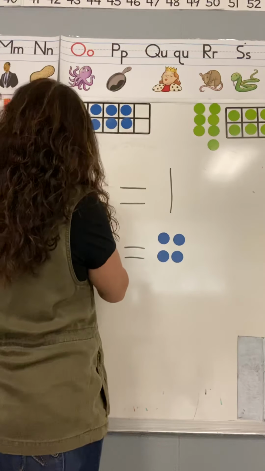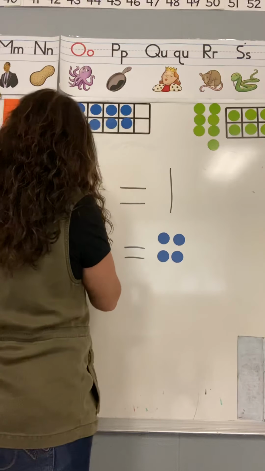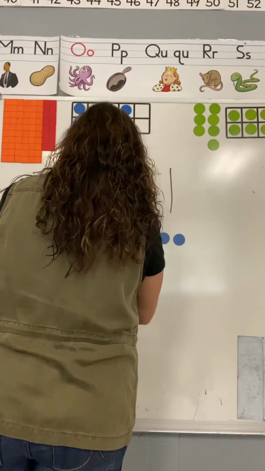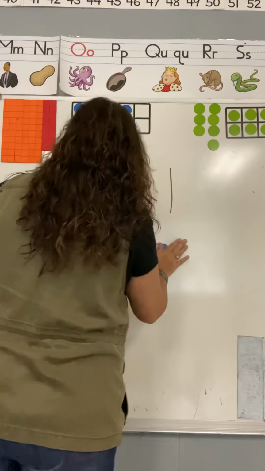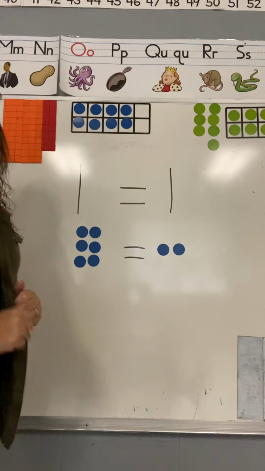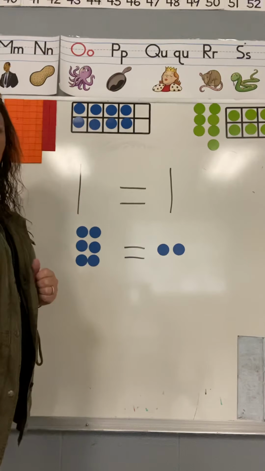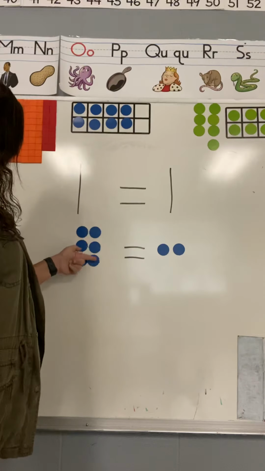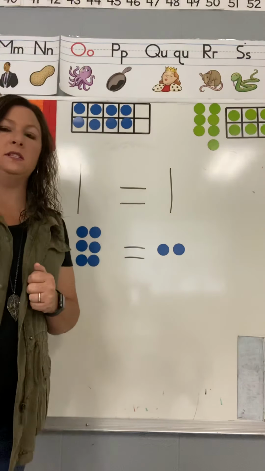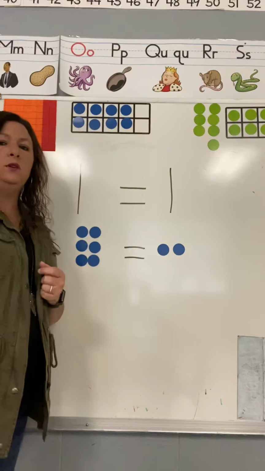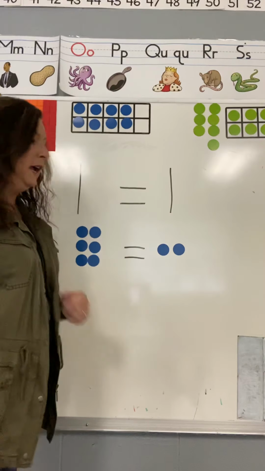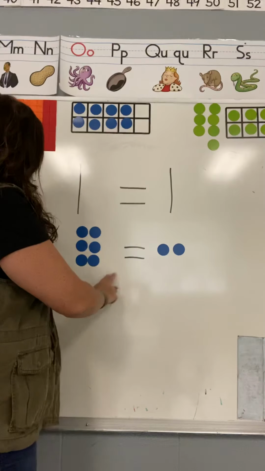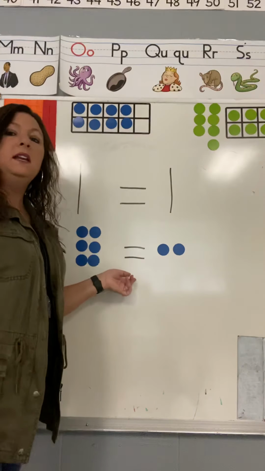Next, let's do 1, 2, 3, 4, 5, 6. Okay, so on one side, you can see that we have how many? 1, 2, 3, 4, 5, 6. We have 6 on one side of the equal sign. How many did I put on the other side of the equal sign? 2, right? 1, 2. So I'm saying 6 is equal to or is the same thing as 2.